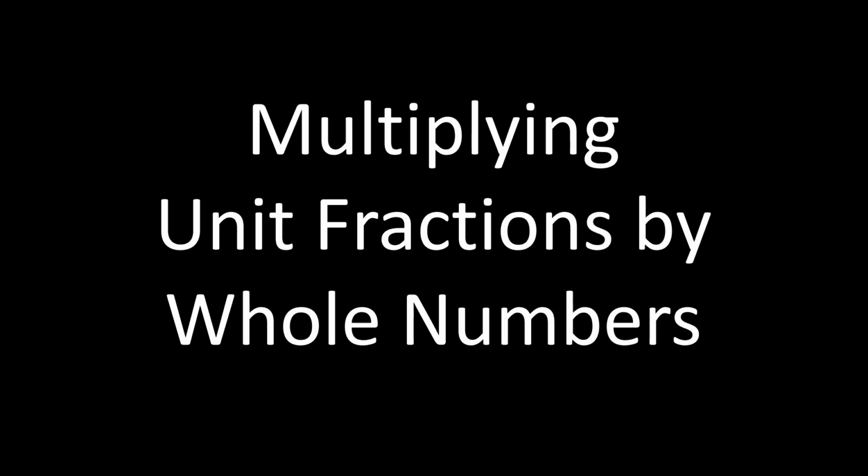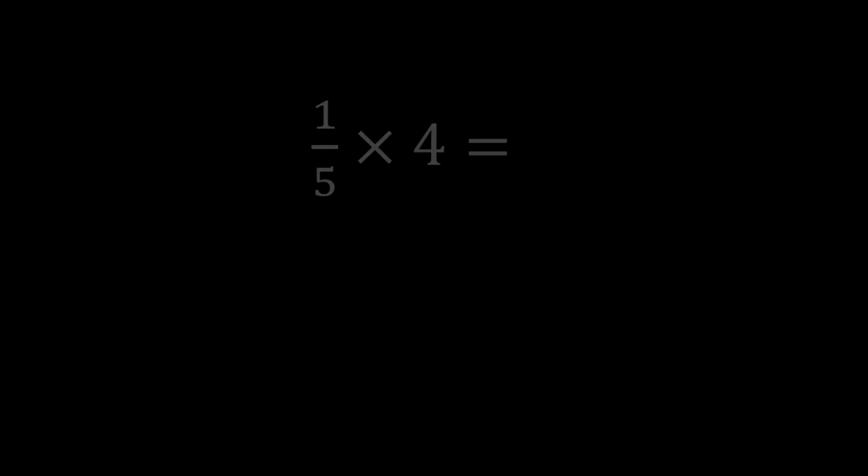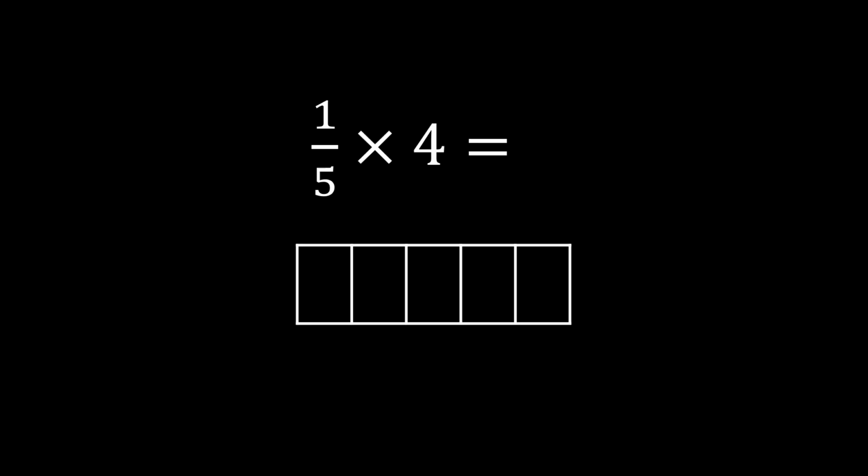Let's start with multiplying unit fractions by whole numbers. This example is 1/5 times 4, so 1/5 4 times. To do this multiplication with a model, I'm going to first draw a whole, and I'm going to divide that whole into fifths because I'm multiplying 1/5 4 times.